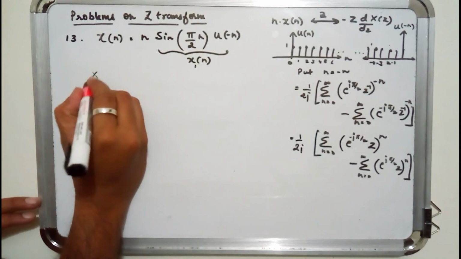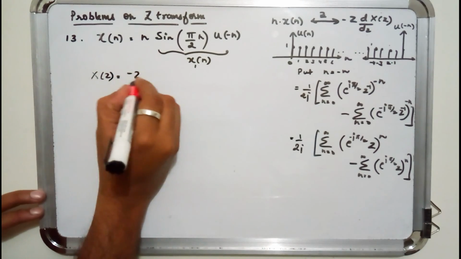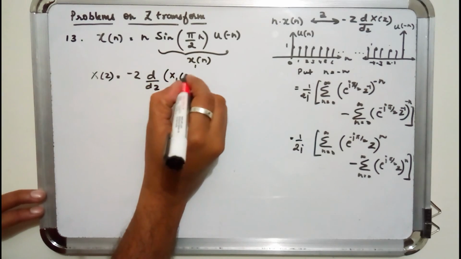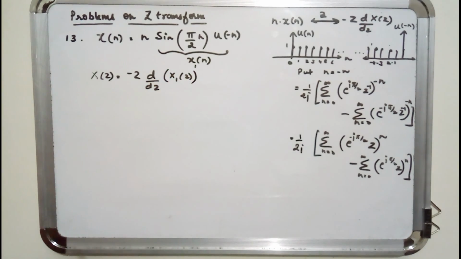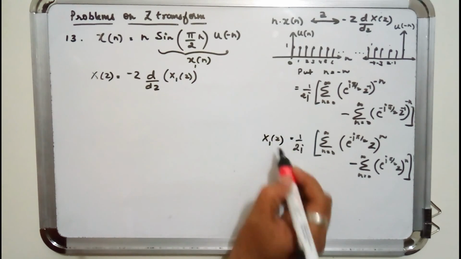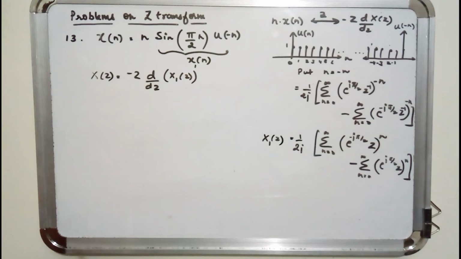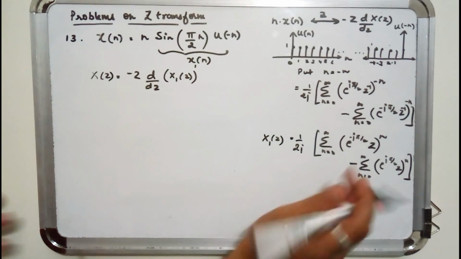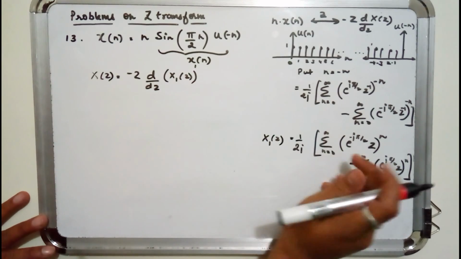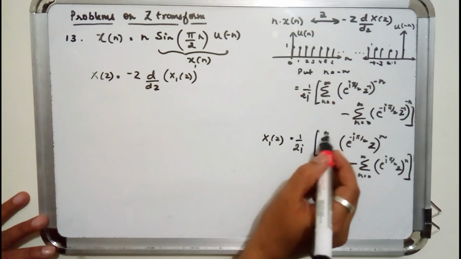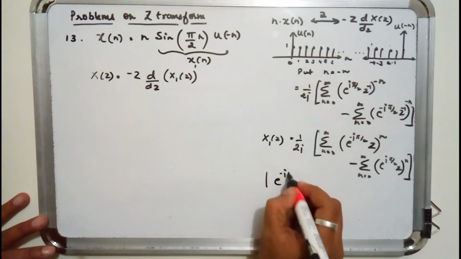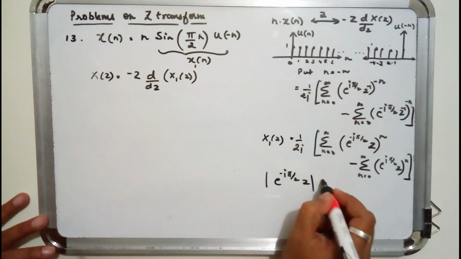So I had to write x of z is equal to minus z into d by dz of x1 of z, right? This was my equation. So this is the x1 of z. Now at this moment I can go for checking the ROC. So this term has to be less than 1 for this summation to converge. So it is magnitude of e power minus j pi by 2 z must be less than 1.